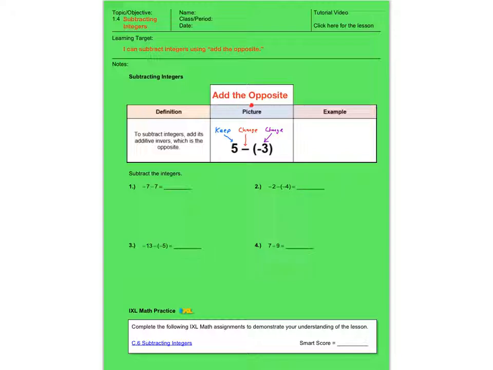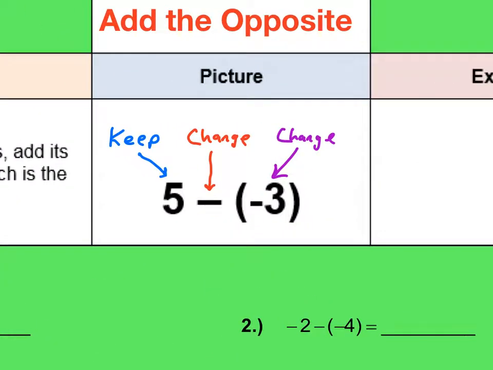So we have this rule called adding the opposite, and the rule is written right here. To subtract integers, add its additive inverse, which is the opposite. So instead of subtracting, we're going to be adding the opposite of the number, and it kind of looks like this. I'll zoom in. So we have a little phrase to help us remember it. The first is keep, the next is change, and the third is change. So whenever you see a subtraction problem in math class now, we want to do keep, change, change.